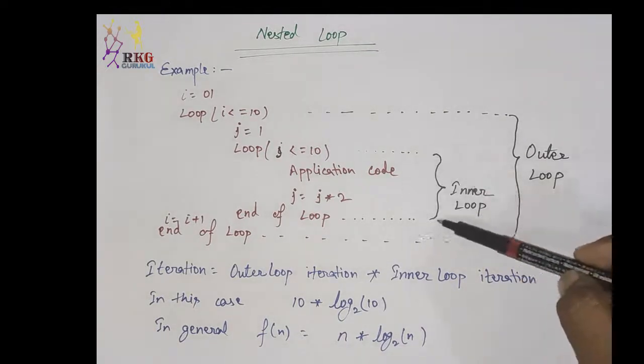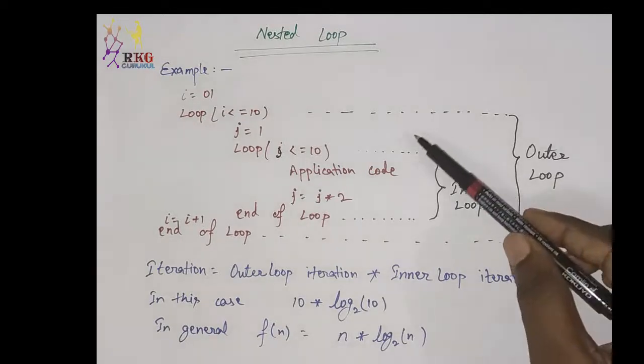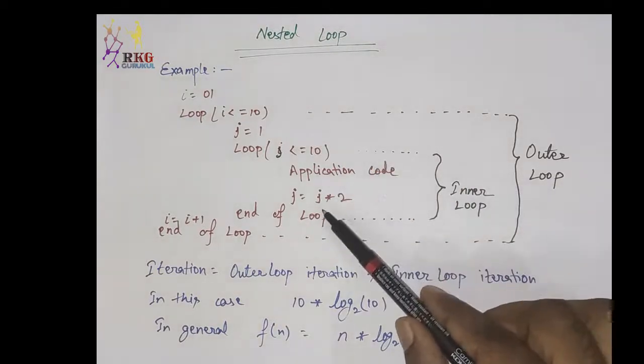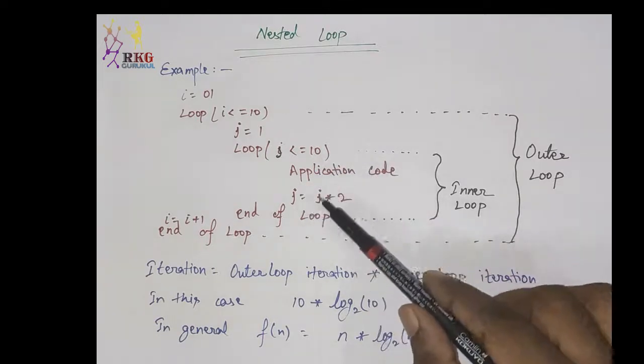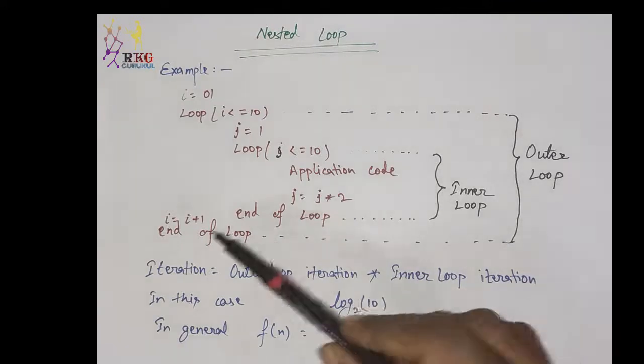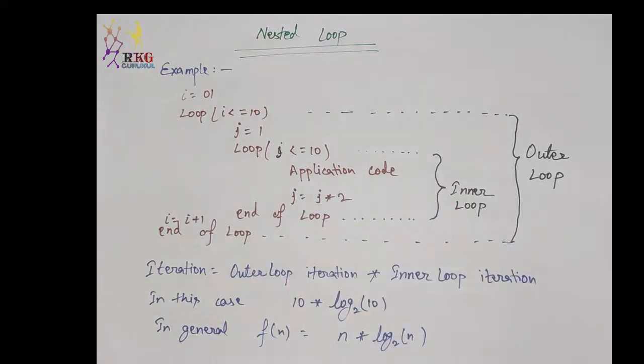So how many times is this inner loop going to execute? This inner loop will execute log n times, because this is multiplication by 2. So this inner loop is going to execute log n times, and this outer loop will execute linear time, that means n times. In this particular case, the outer loop will execute 10 times and the inner loop will execute log of 10 times. So in general, we write that the multiplication of outer loop iterations and inner loop iterations should be n into log of n.